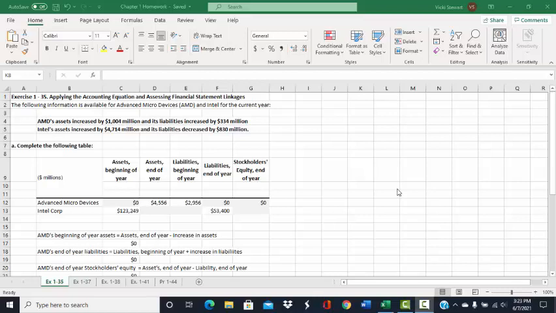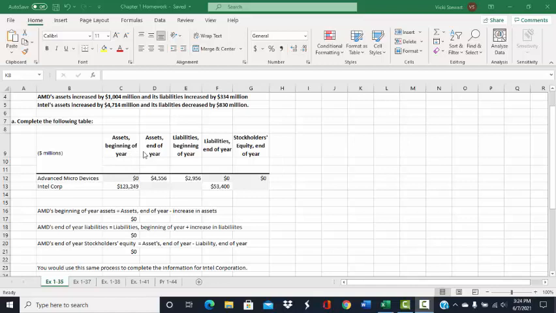This is a demonstration of exercise 135, applying the accounting equation and assessing financial statement linkages. This problem gives us information on AMD's assets and liabilities and Intel's assets and liabilities. And the problem wants us to use this information, plus information from their assets and liabilities at the beginning and end of the year, to calculate stockholders' equity, or the missing information in the problem.